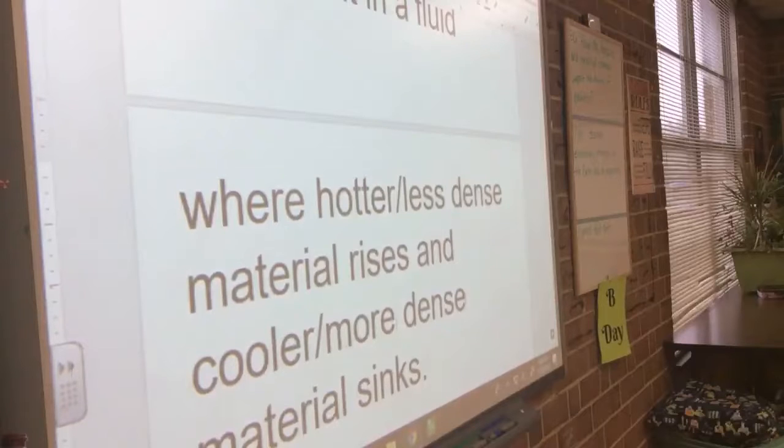And this pattern continues. Fluid gets heated, it rises, it cools, it sinks. Over and over and over. So that fluid is moving in like currents, and those currents push the plates that are floating on top.